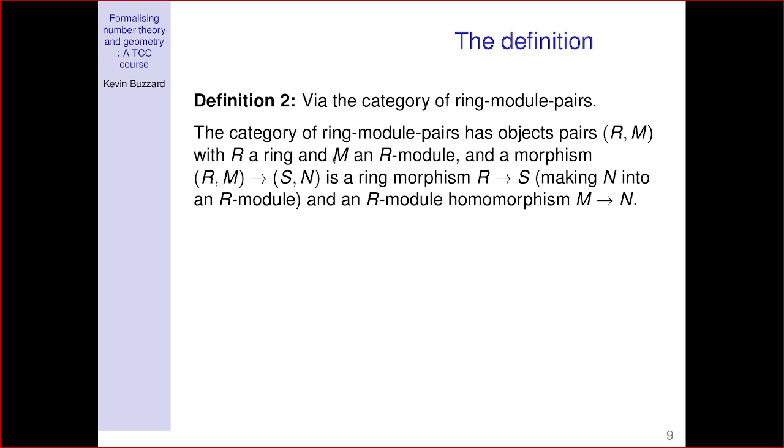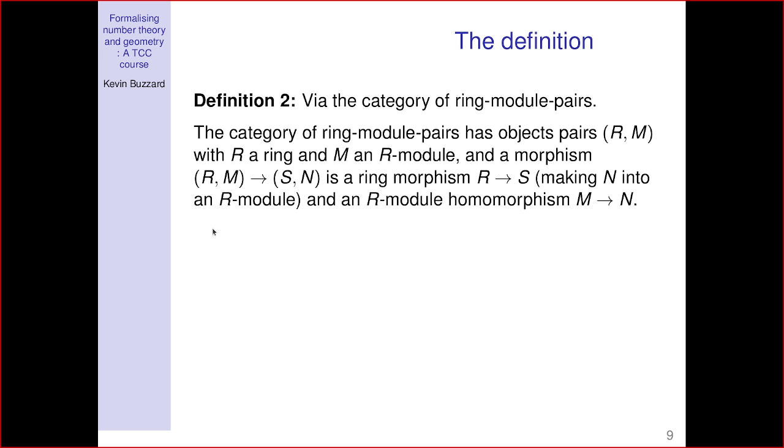The category of, I don't even know what it's called. I've just made up its name. So I've made up the name of a category. It's called the category of ring module pairs. And the objects of that category are a pair consisting of a ring R and a module M for that ring. So that's a ring module pair. Now I have to say what a morphism is. So a morphism of ring module pairs is a map between the rings and a map between the modules, and the maps have to be compatible in some way.